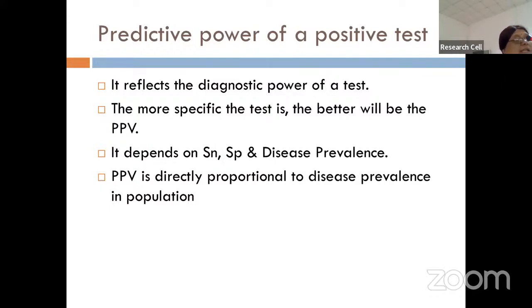The more specific the test, the better will be the PPV. It depends upon the sensitivity, specificity, and prevalence of a disease. So these three factors influence the predictive power of a positive test, and it is directly proportional to the prevalence of a disease in the population. Means if the disease has high prevalence, the PPV will be higher.